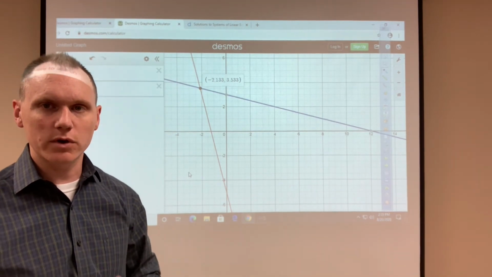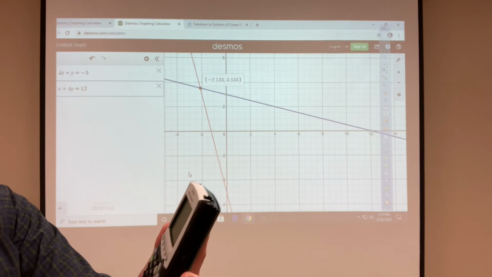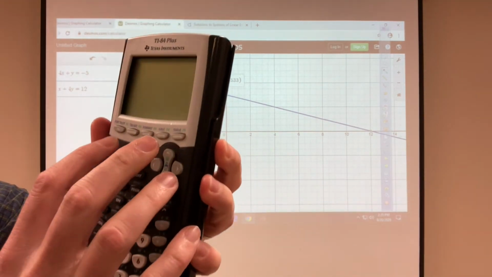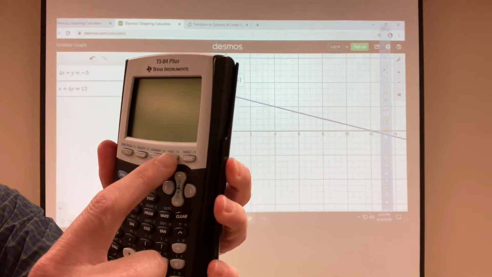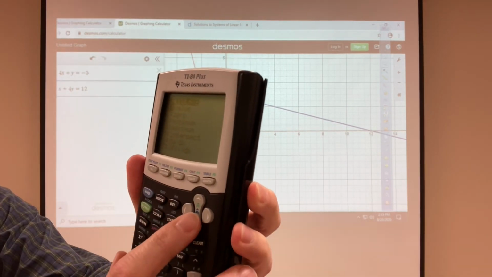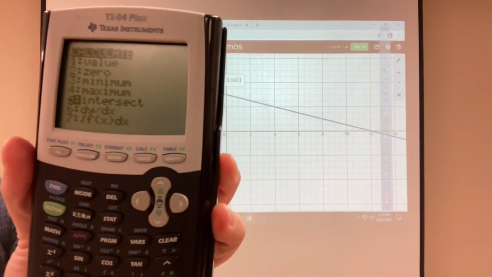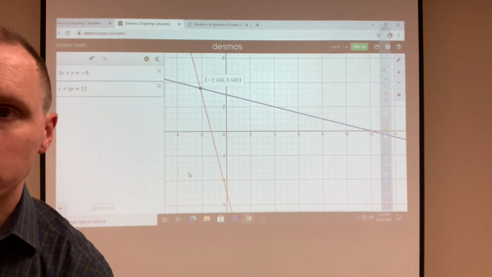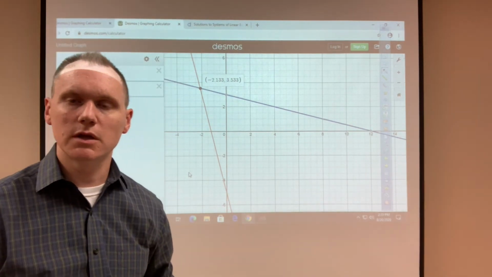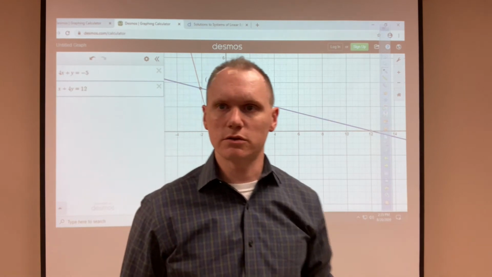If you're on a TI-84 calculator, let me show you real quick how to do that. You can go to second calc. Once you have the lines typed in, go down to 5 and hit intersect. Then cursor over to where you think they intersect and hit enter 3 times, and it'll tell you the values at which they intersect.